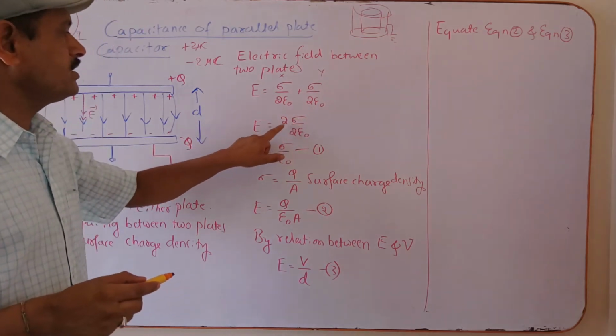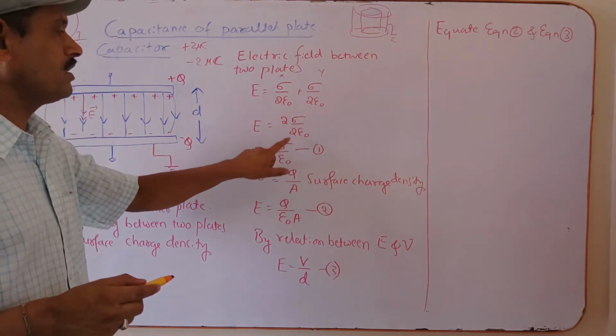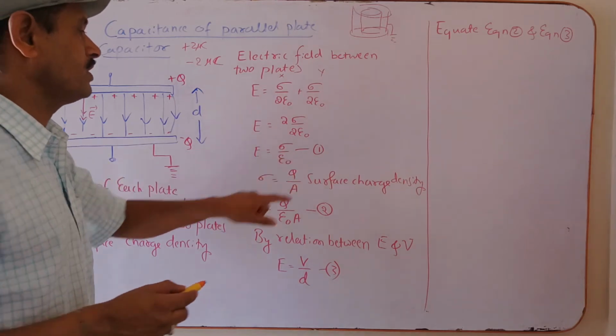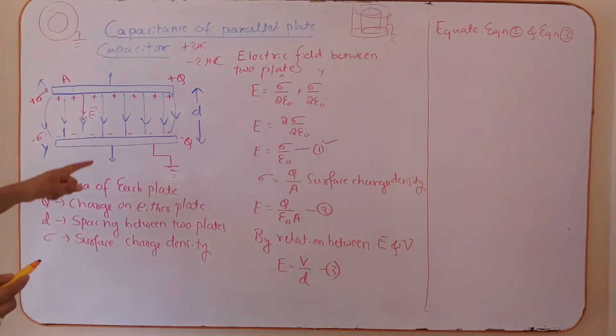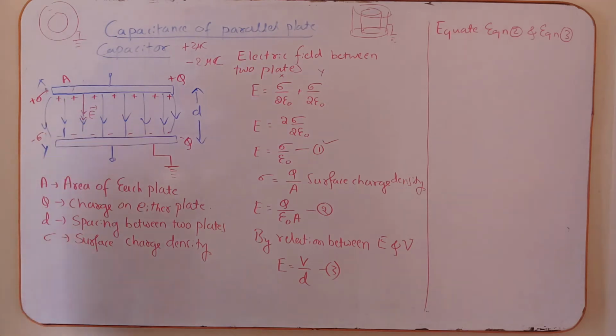And E is equal to 2 sigma upon 2 epsilon naught. The 2 cancels here, so E is sigma by epsilon naught, equation number 1. It is the electric field between the two plates of the capacitor.